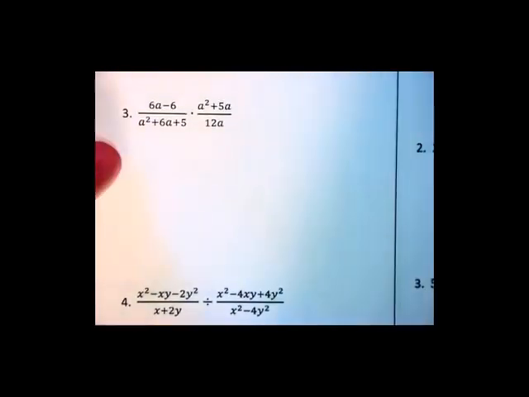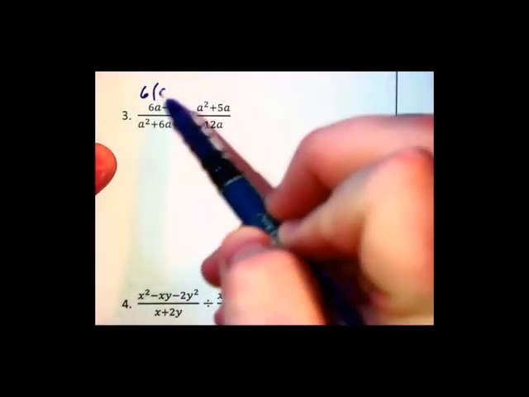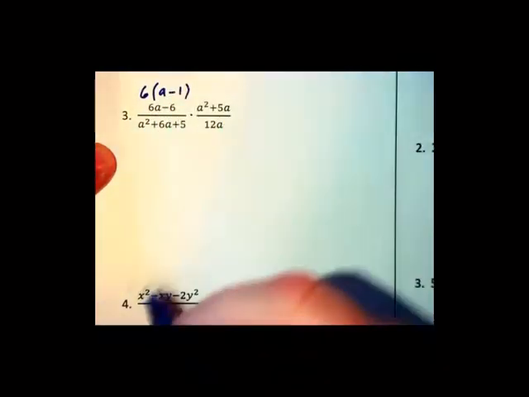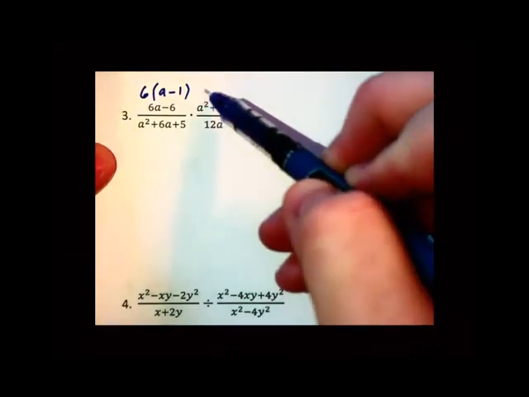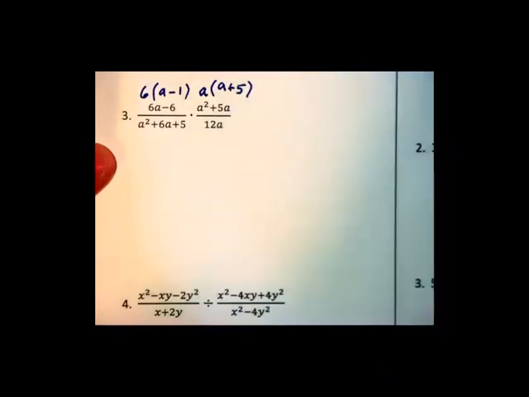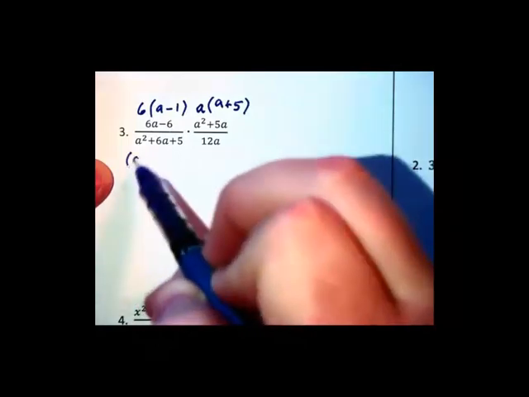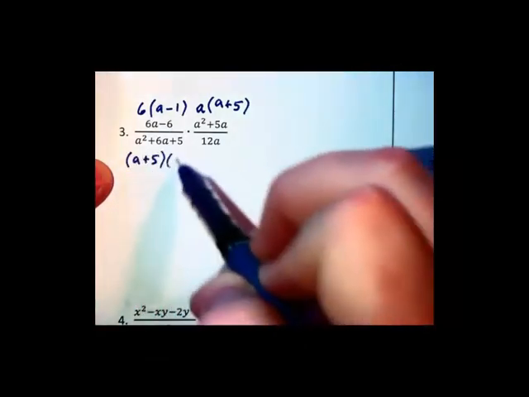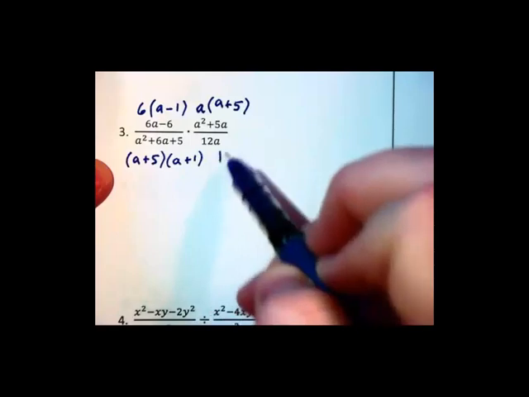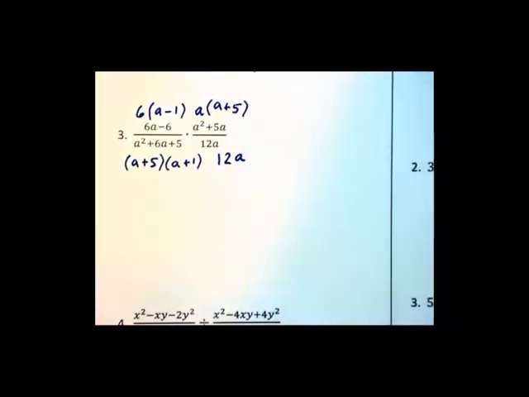Okay, number 3, just a pretty straightforward problem. Let's factor each corner. Up in the numerator, I can divide out a 6, leaving me with a minus 1. Up in the top right, I can factor out an a and have a plus 5 left over. In the bottom left, no GCF, but I can factor that into a plus 5 times a plus 1. And I'm going to rewrite my 12a down below, even though it doesn't factor, so I can just move it out. It looks better that way.